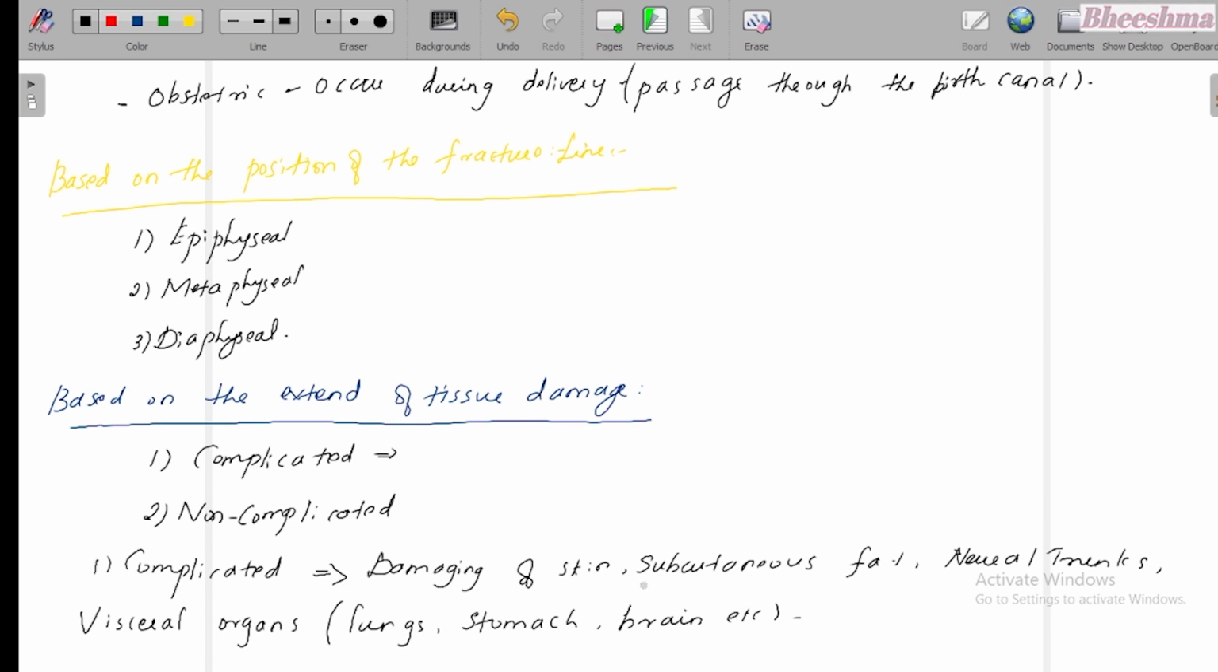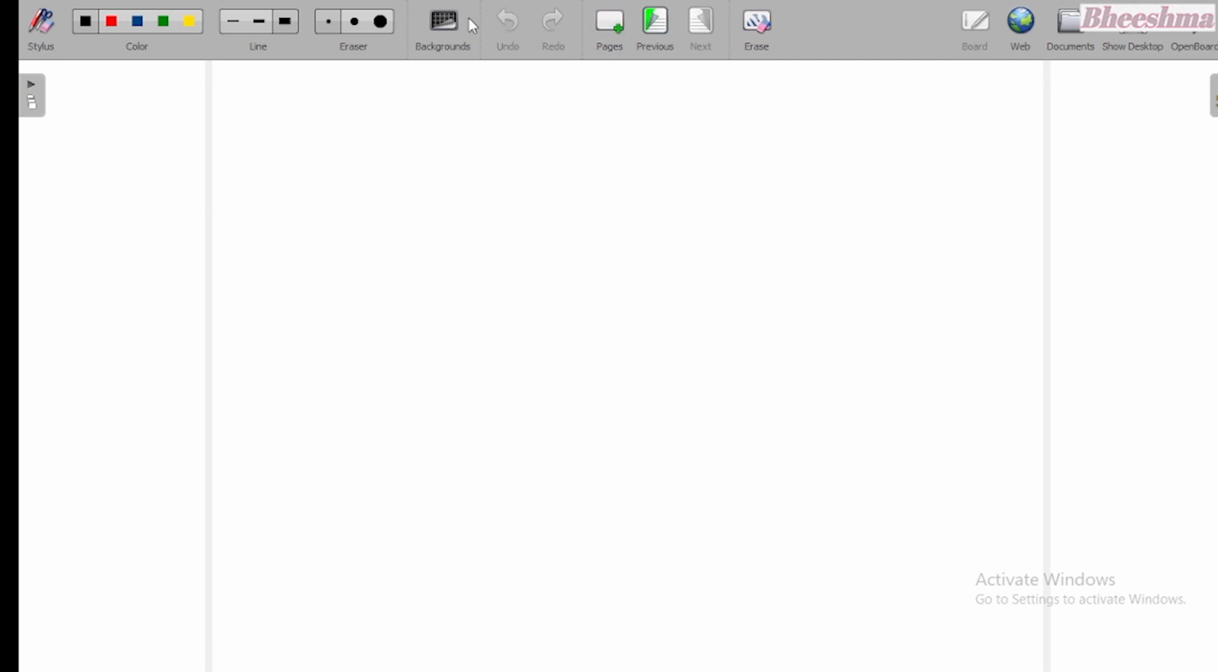Then about non-complicated. These are based on the extent of tissue damage. Then next about according to the line of fracture.